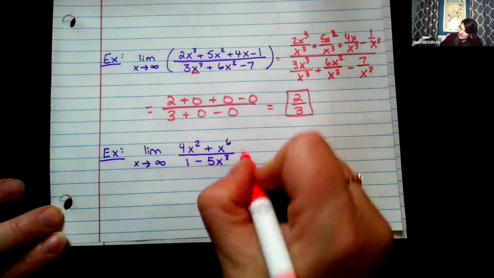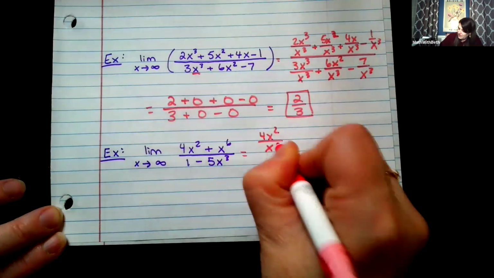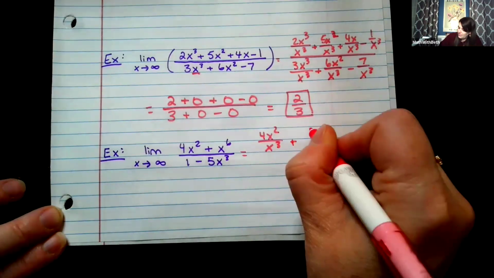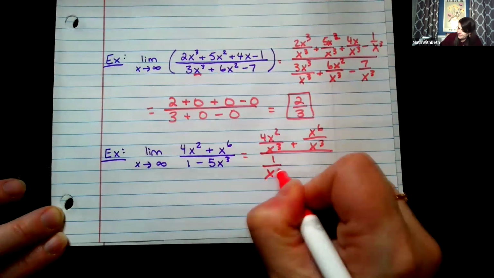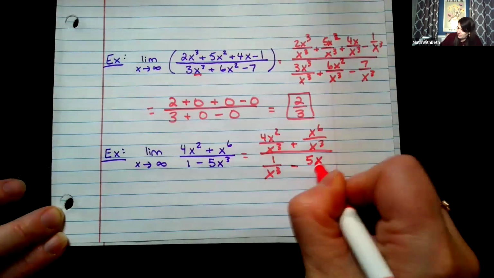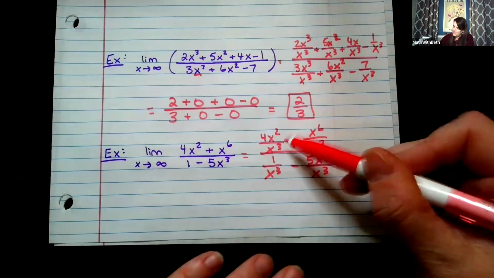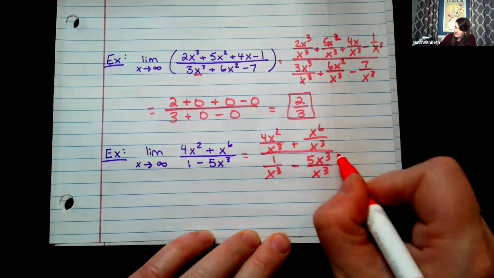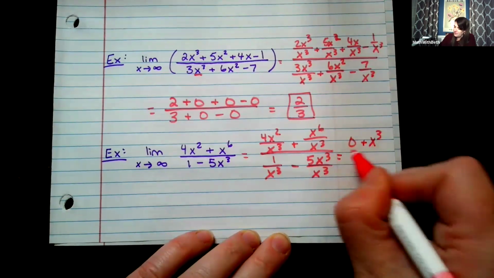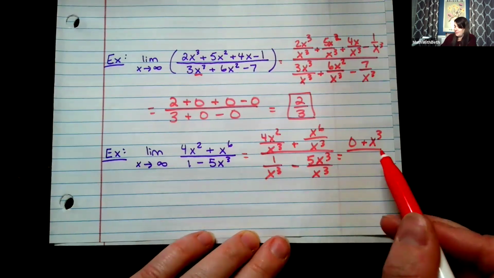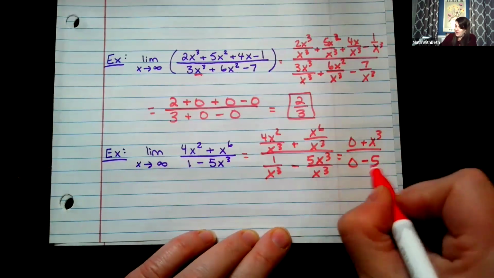Highest power in the bottom is x to the third. So dividing everything by x to the third, and you're going to see that this one's going to turn out a little different. So I want to show you a couple that aren't the exact same as the ones we've been doing. So on top, I get 4 over x, so that's 0. But this ends up as x to the third. So we'll deal with that in a moment because that hasn't happened yet. This we can consider 0, and this we can consider 5.